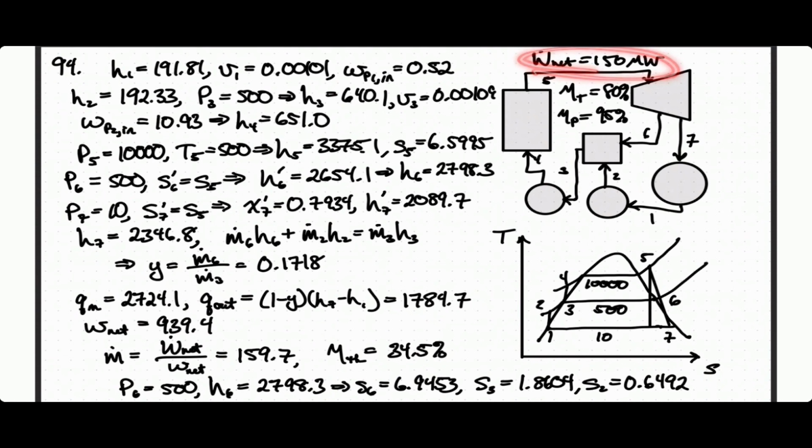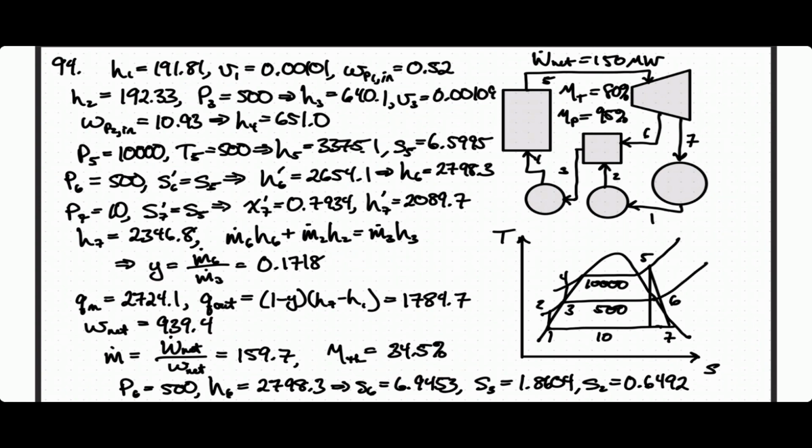Since we know the power output, we can get the mass flow rate, which winds up being roughly 160 kilograms per second. The thermal efficiency is then the specific net work out divided by the specific heat transfer in, and that winds up being 34.5%.